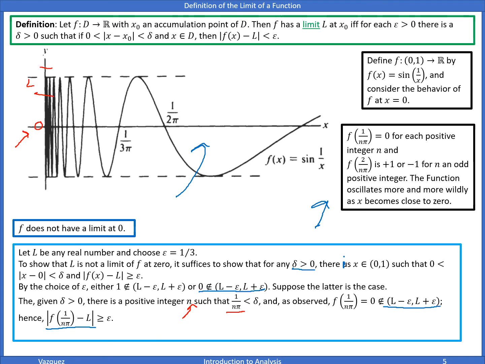And this function, plugging in that x to our function, will give us 0, which we know is not in our L neighborhood. Therefore, the difference between 0 and L is more than 1/3. Right? So therefore, f does not have a limit at 0.